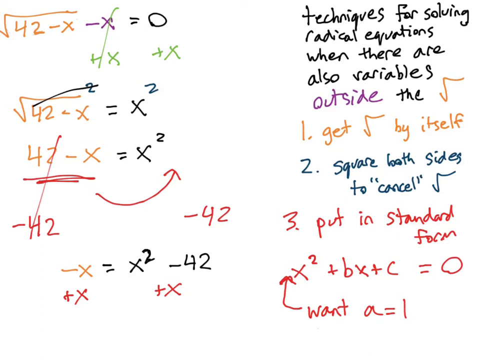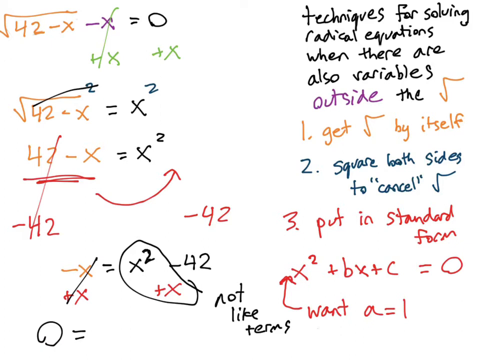Now when we add x squared plus x, these are not like terms. They have different exponents, so we can't combine them together. We're just going to have to write them separately as terms in this polynomial. So we have 0 on one side of our equal sign, and on the other side we've got x squared plus x minus 42. And would you look at that, we've met one of our old familiar friends, the quadratic trinomial.